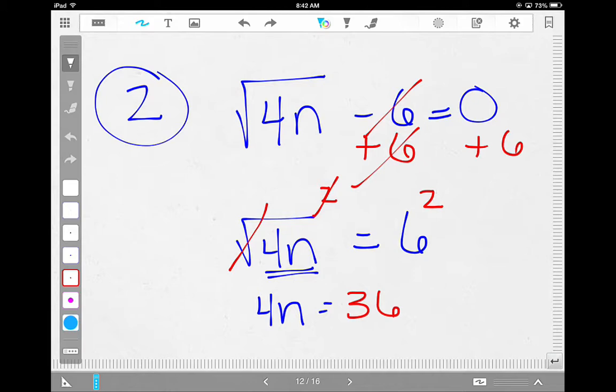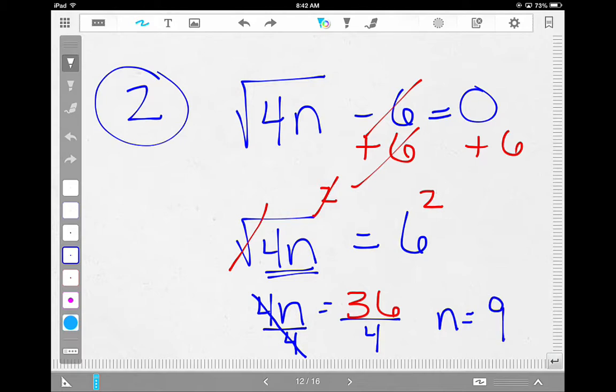But this time, there's one more step. Square rooting wasn't the final step. Squaring just got rid of that. I still have to divide by 4 to figure out what n is all by itself. So when I divide by 4, I end up getting n is equal to 9.